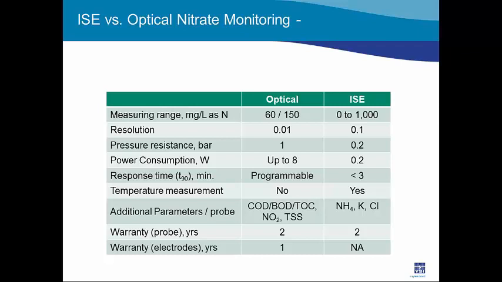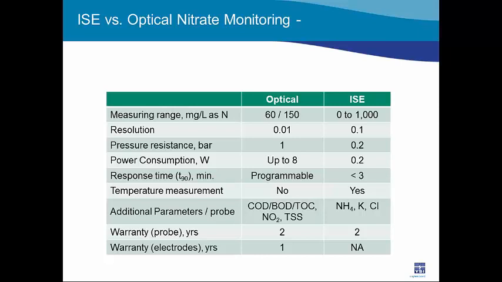As far as additional parameters per probe, the optical can do, for example, COD, BOD, TOC, nitrite, and TSS. With ours, you get up to 5 measurements per probe. ISE, on the other hand, in addition to nitrate, you can also get something that monitors ammonium, potassium, and chloride. The big difference there is the ammonium. If you need the ammonium, ISE might be your bet.